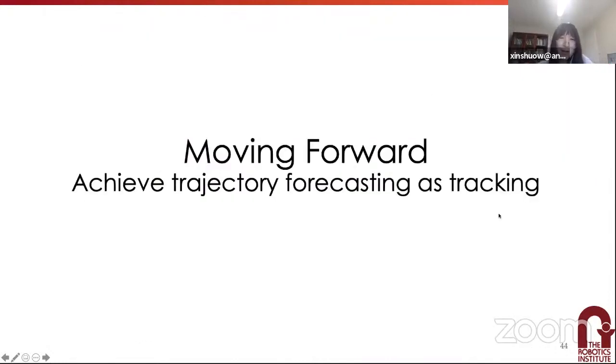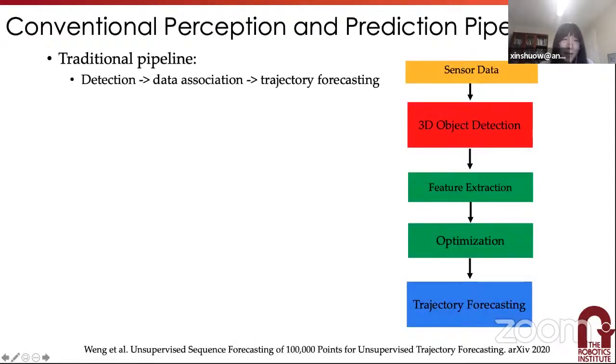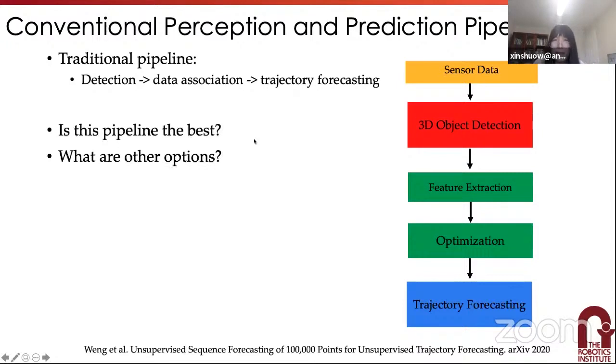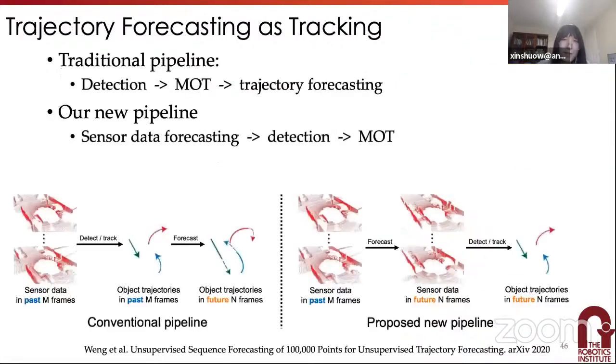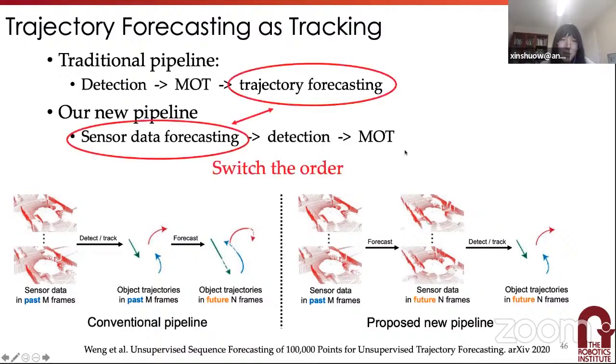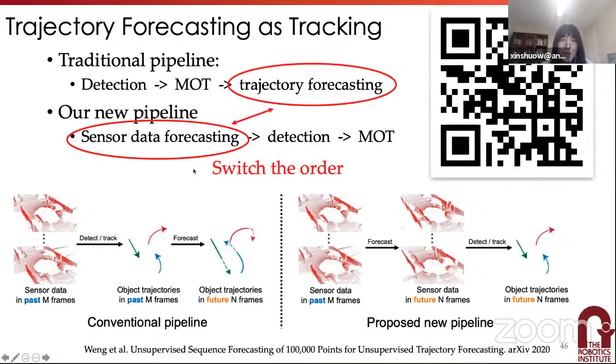Okay, another interesting direction we're going to share here is achieving trajectory forecasting as tracking. Again, we show this conventional pipeline here for perception and prediction, which has detection, association, and forecasting. So is this the best pipeline we have for perception and prediction? Are there any other options we can possibly discover? One of the things that we proposed in our recent work is this sensor data forecasting module. Instead of just doing detection, tracking, and forecasting, we first do the forecasting to obtain the future sensor data, and then run the detector and tracker on the predicted future data to obtain the future trajectories. This is essentially switching the order of the forecasting from the end to the beginning. And if anyone is interested, again, please visit our paper directly.